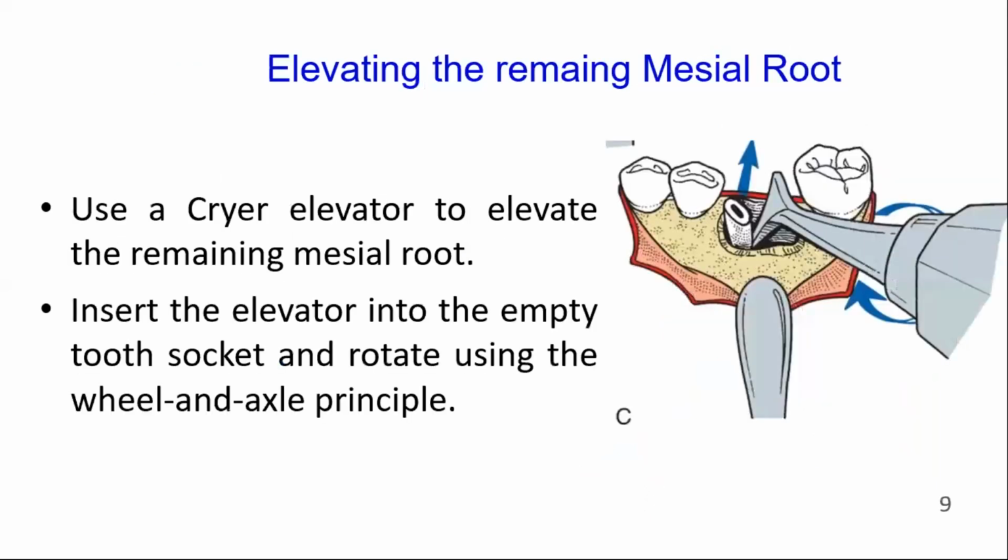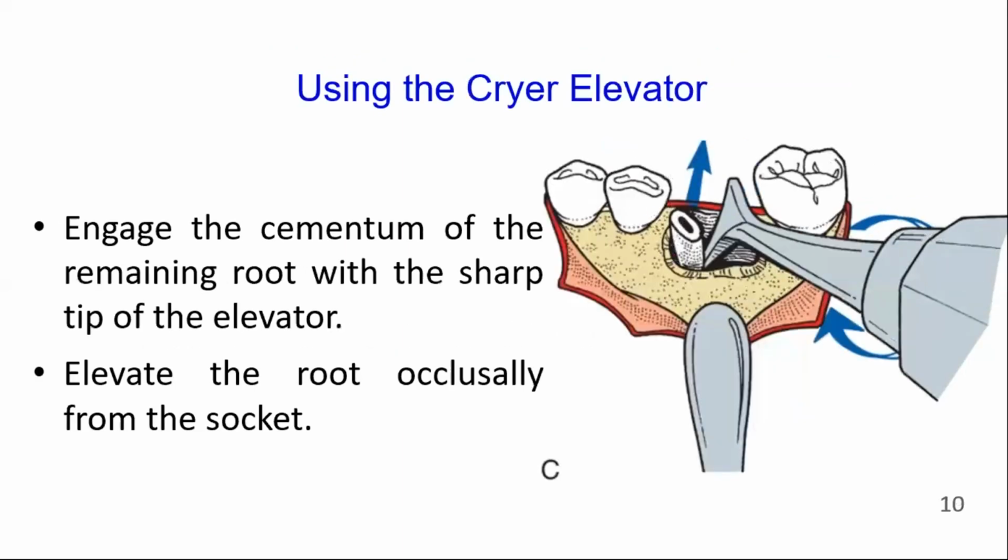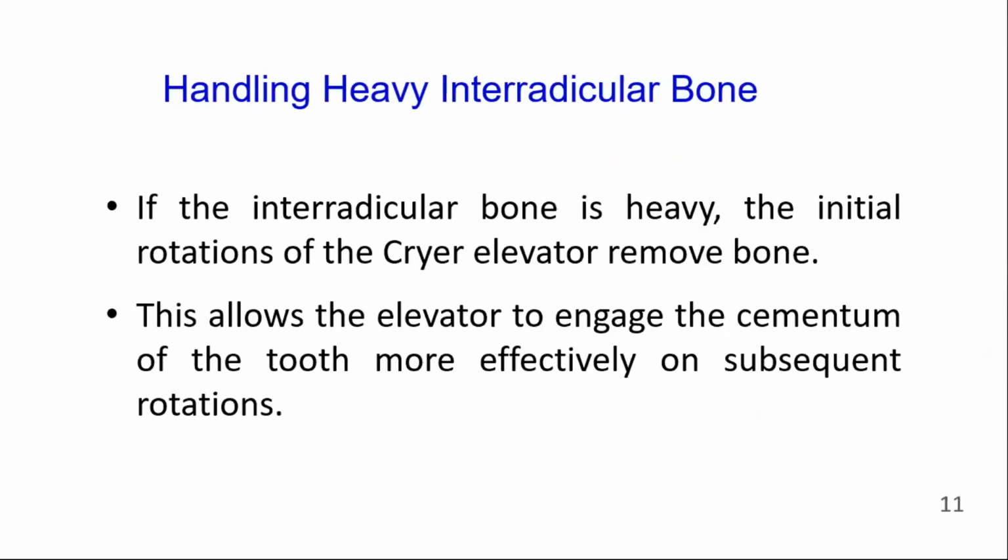The Cryer elevator is specifically designed to engage and elevate the root. The wheel and axle principle allows for effective leverage, making it easier to dislodge the root from the socket. Engaging the cementum of the root with the sharp tip of the elevator ensures a firm grip, allowing the root to be lifted out of the socket with controlled force. When dealing with the dense interradicular bone, initial rotations of the Cryer elevator help to clear the bone, providing better access to the root for subsequent extractions.